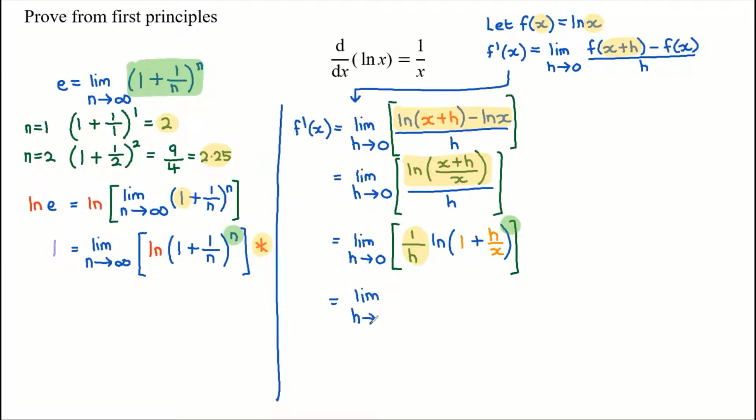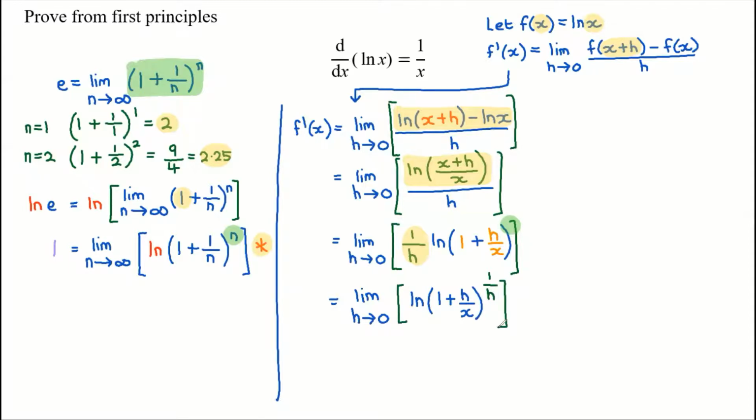So it's the limit as h approaches 0 of the natural log of 1 plus h over x. Okay, and then I'm going to move that coefficient into the power position. So it's going to be 1 over h as a power, and we'll close the brackets as well. Right, so we're getting closer to this magical star expression.